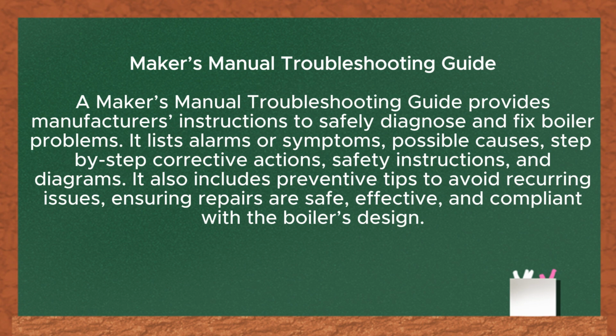Maker's Manual Troubleshooting Guide. A Maker's Manual Troubleshooting Guide provides manufacturer's instructions to safely diagnose and fix boiler problems. It lists alarms or symptoms, possible causes step by step, corrective actions, safety instructions, and diagrams. It also includes preventive tips to avoid recurring issues, ensuring repairs are safe, effective, and compliant with the boiler's design.